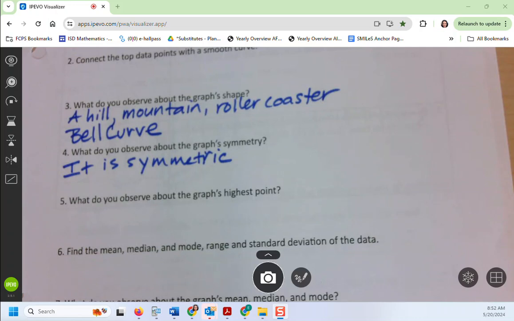All right, what do you observe about the graph's highest point? Is the highest point on the left side? Is it on the right side? Where is it? It's in the middle.